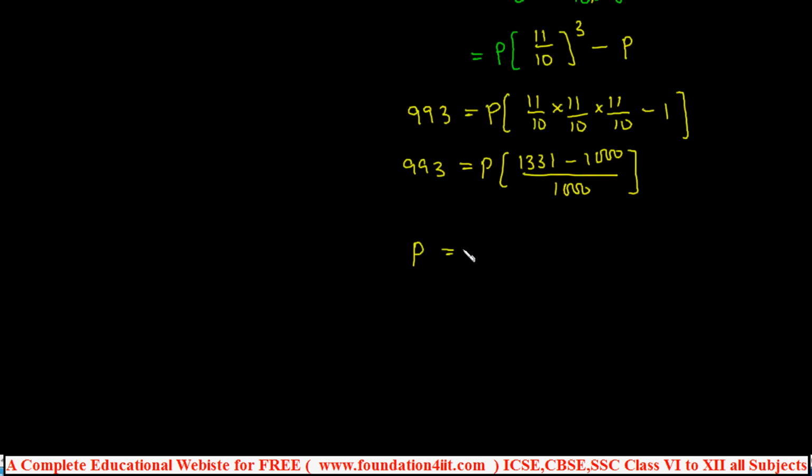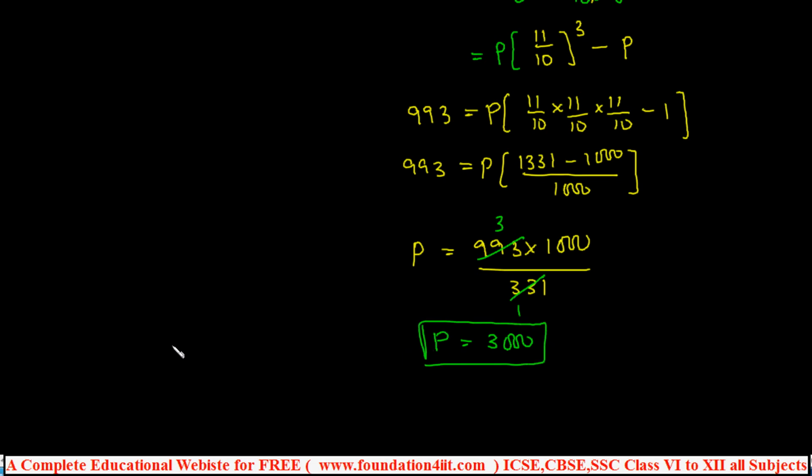From this we'll find the P value first. Then P is equal to 993 into 1000, with 1000 as the denominator, divided by 1331 minus 1000, which is 331. Okay, just go straight to the calculations. So P is equal to 3000, we got. When the principal is 3000, then directly we'll find the simple interest.